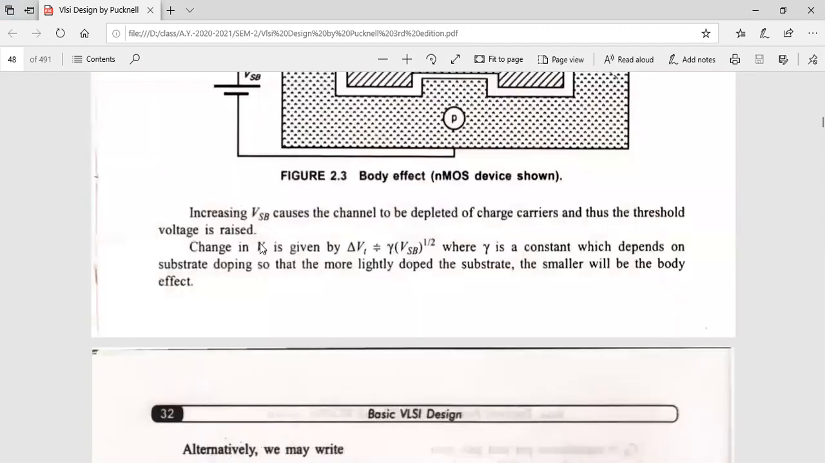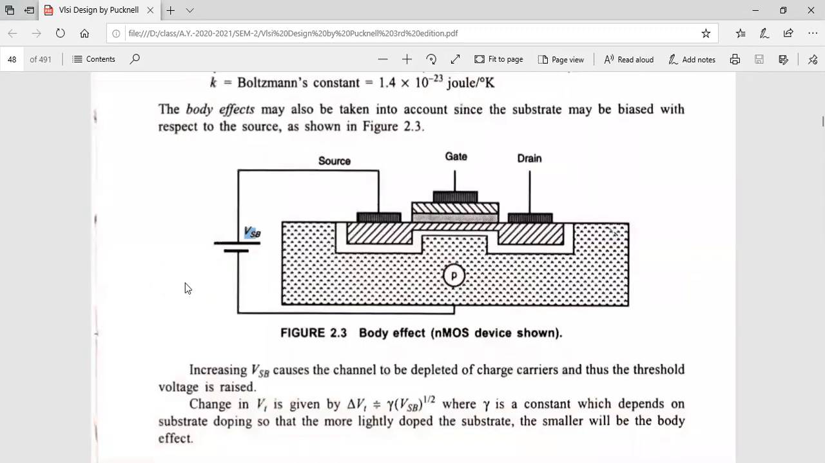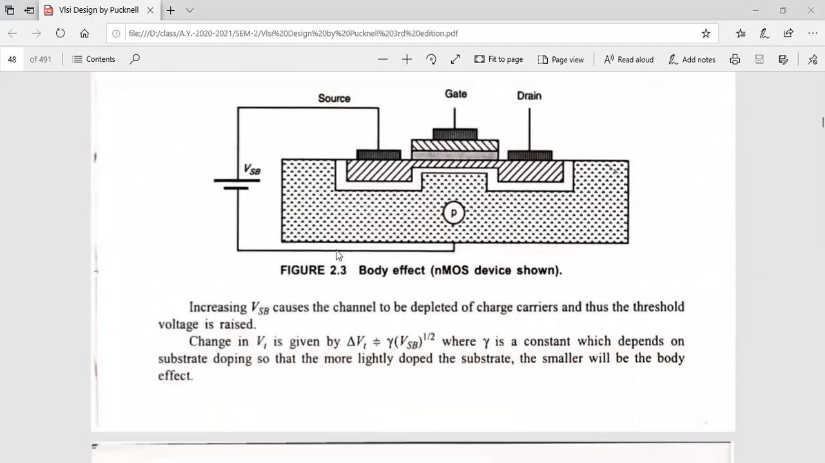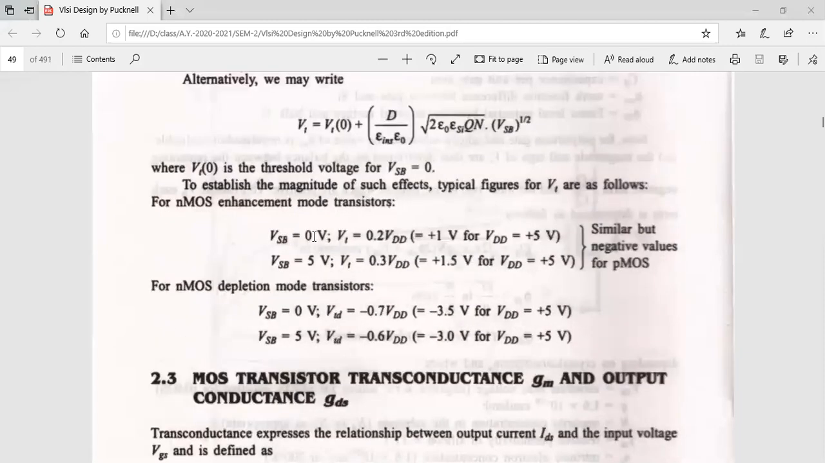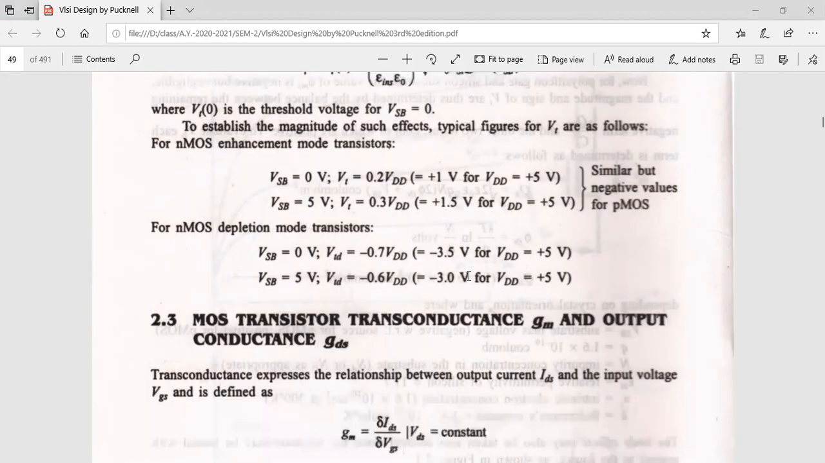Okay, as we said, this is the VSB. We have to consider the threshold voltage when VSB is equal to 0. V naught T is nothing but the threshold voltage for VSB equal to 0. And similarly, we can have some values for this VSB. It will be in the range of 0 volts. At that time, threshold voltage will be 0.2 times VDD, and if VSB is at 5 volts, VT will be considered as 0.3 times VDD for the PMOS transistors, and for the NMOS transistors it is like this.